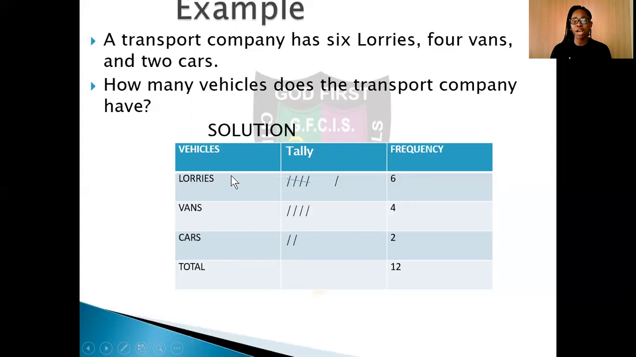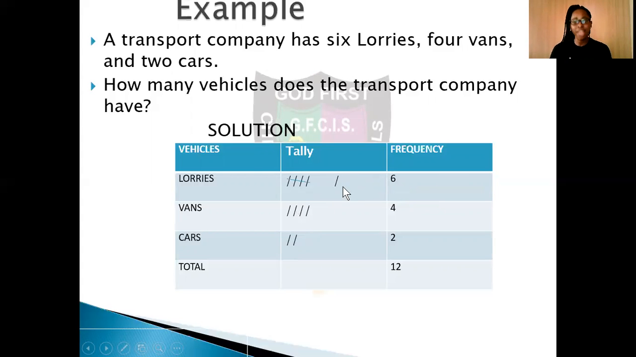For lorries, we have 6 lorries. The vans are 4 vans, and cars 2 cars. In total, we have 12. And this is our tally. Like I said earlier, 1 is 1 stroke, 2 strokes, 3 strokes. When we have 5, the 5th stroke crosses the 4 strokes to make 5. When you have the 6th stroke, you start all over again with 1 stroke. This is the 5th stroke plus this one, which gives us 6. This is 4 strokes.